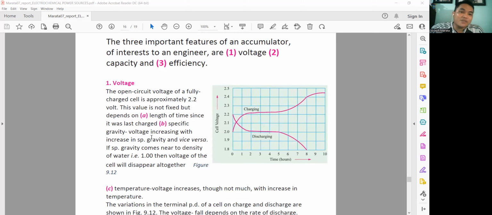B, the specific gravity, voltage increasing with increase in specific gravity and vice versa. If the specific gravity comes near to the density of water, that is 1.00, then the voltage of the cell will disappear altogether. It is shown in figure 9.12. This is the cell voltage and this is the time in hours. Shown in the graph, this is charging to make it fully charged, and this is discharging.